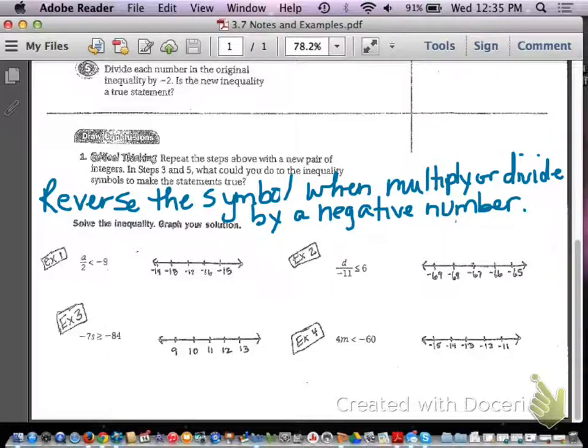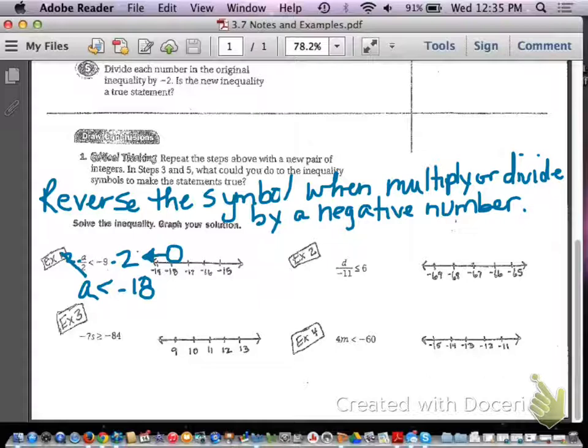So let's look at some examples. Example 1, A is being divided by 2, and that is less than -9. We undo division by multiplying both sides by 2. I show my work. Multiplying by a positive number results in a true statement. Therefore, I bring down the variable, bring down the symbol, do the multiplication, -9 times 2, and I graph my solution. There was no need to reverse the symbol because I multiplied both sides by a +2.